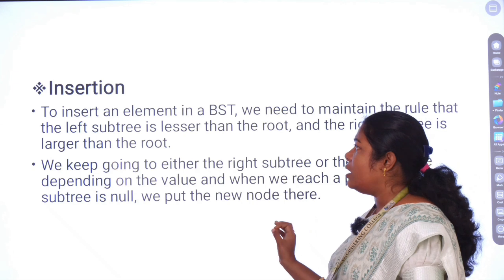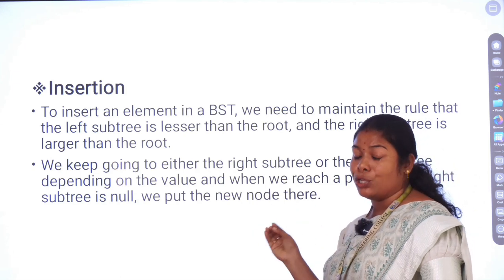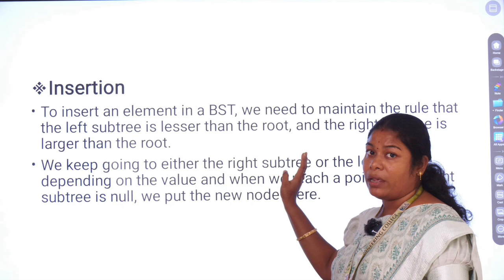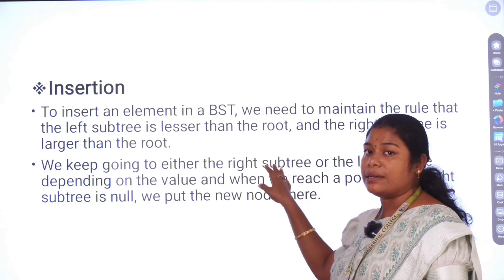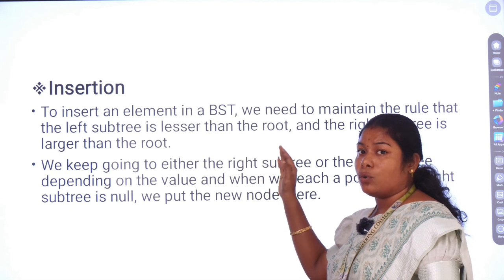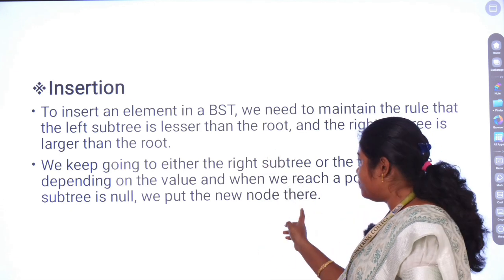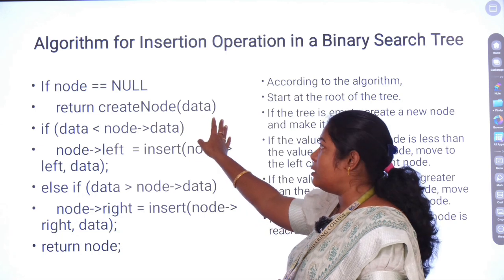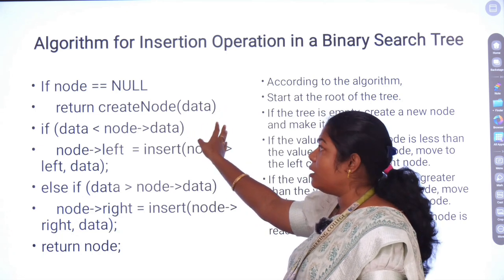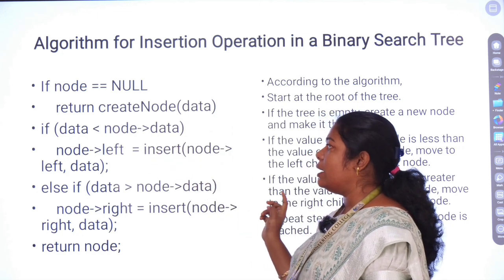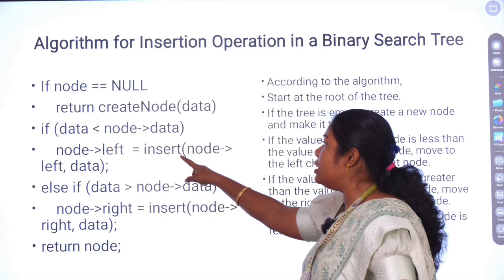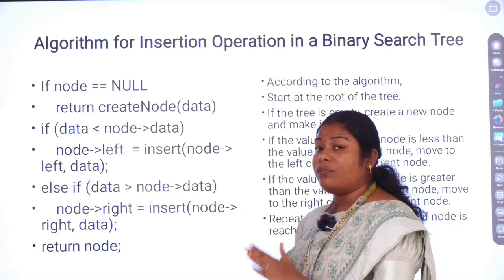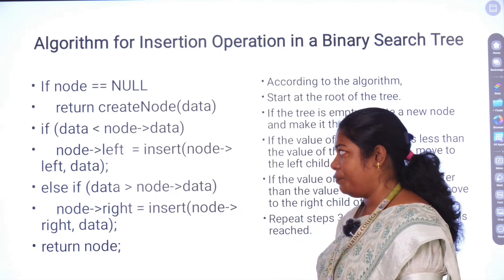Next, insertion. If I want to insert a new element into an already existing binary search tree, I should compare the element which is going to be inserted with the root node down to the leaf node. The same condition: if my node is equal to null, I'll return the created node with data. If my data is less than node data, then node of left is equal to insert node left comma data. I'll insert my new data into the left subtree of the binary search tree.